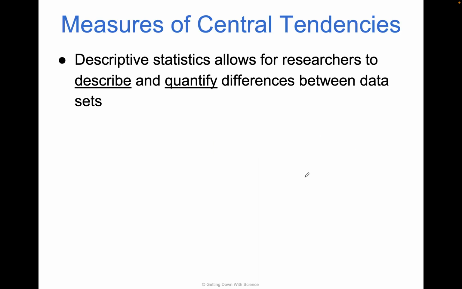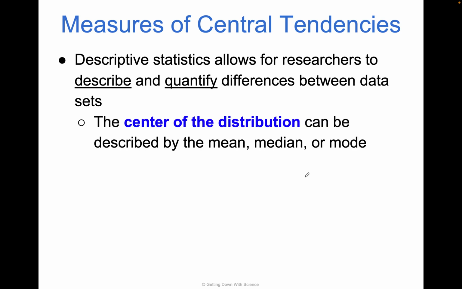Central tendencies are things that we use to describe statistics. They allow researchers to describe and quantify differences between data sets. When I quantify something, I am able to reduce it down to a number and make inferences based on that. You have done this before, even though we're calling it something different: the measurements of central tendencies. It's really the mean, the median, and the mode of a group of numbers. These together are called the central tendencies.